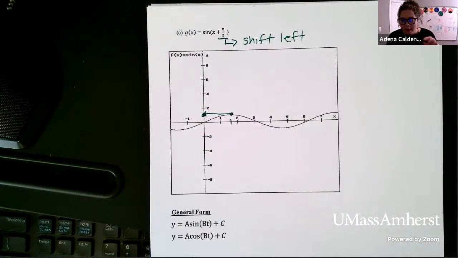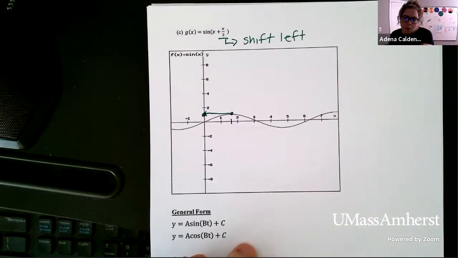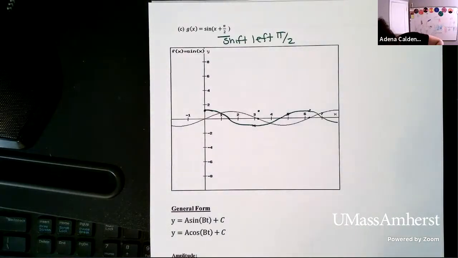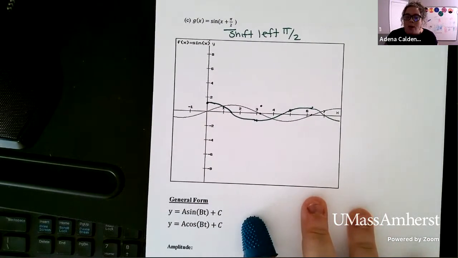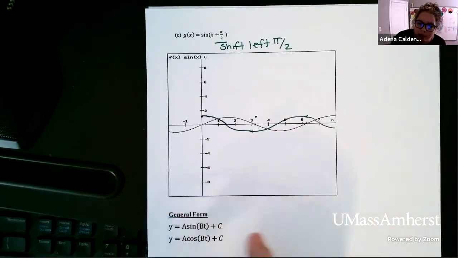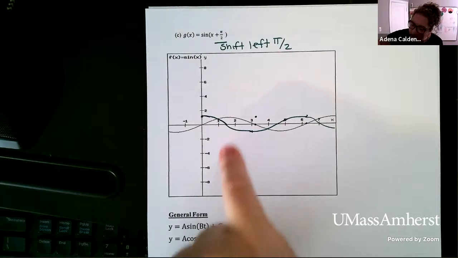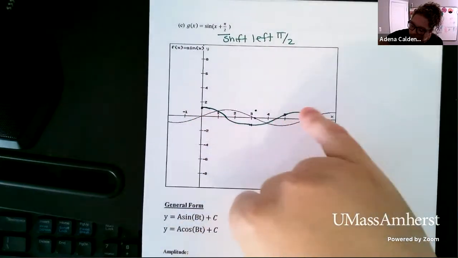This one I find incredibly difficult to do, but there is a point to it. So I'm going to go to the next page where I have it done out. Okay. When you shift sine left by pi over 2, you get cosine. So I said before, sine and cosine are the same thing, but shifted. If you shift this left, you get cosine.